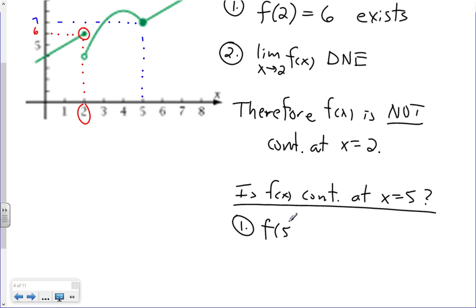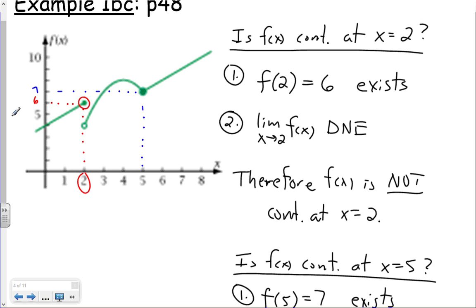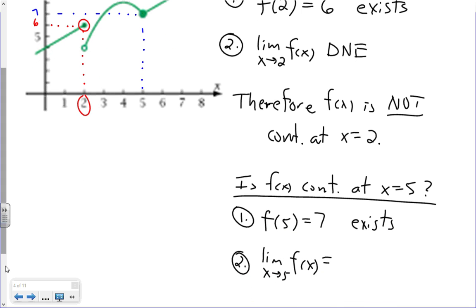f of 5 is equal to 7, which means it exists. So it meets the first condition. Again, I got some number. The second part of the definition is the limit. So I've got to consider what the limit as x goes to 5 is equal to. And it looks like, in this case, as I approach 5 from the left side or the right side, in both cases they're approaching this value of 7. So the limit is 7. So that means it exists.